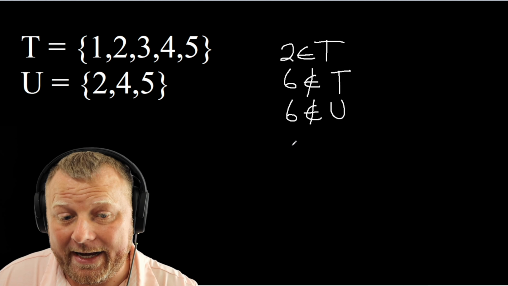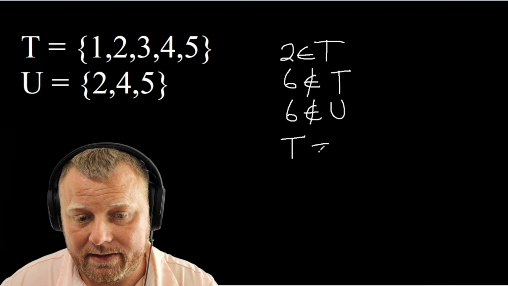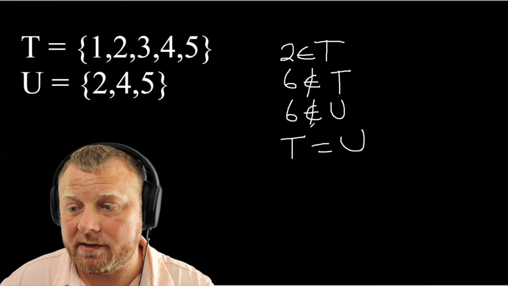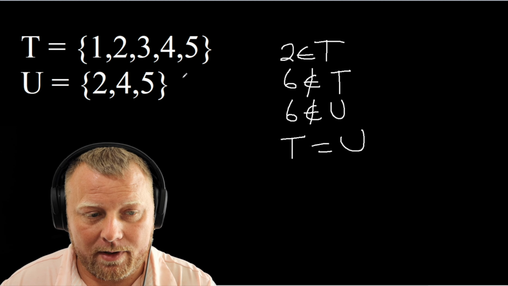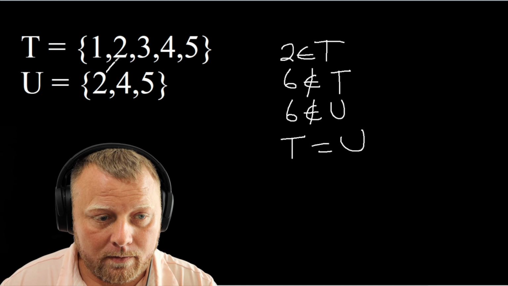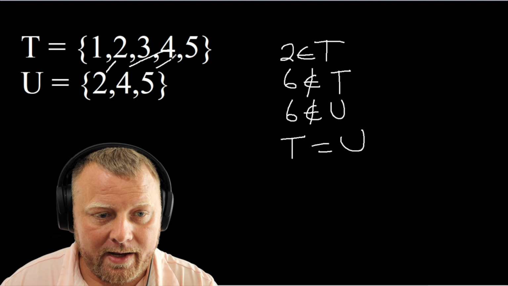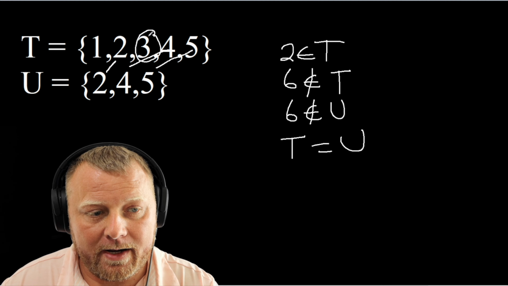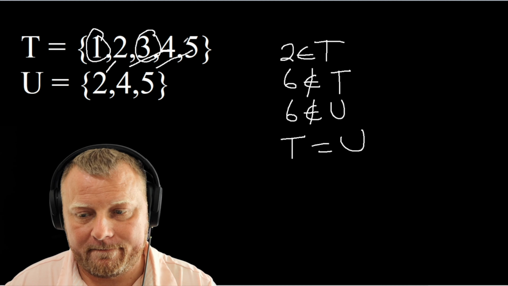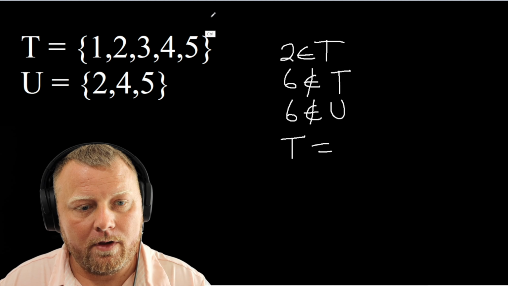Now, we cannot say that T is equal to U, even though they have some correspondence. They have some things that are equal in here, like the 2 and the 2 match, the 4 and the 4 match, and the 5 and 5 match. But the 3 and the 1 are missing, right? So let me remove those.